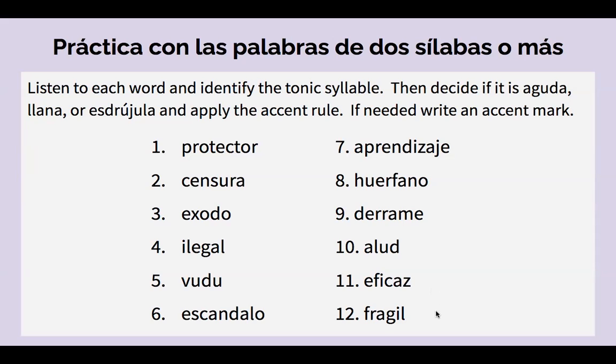Bueno, pause the recording, go back, think through your answers. What kind of category is it? Aguda, llana, esdrújula, sobreesdrújula. Identify any diphthongs or any occasions where there is a break in a possible diphthong, and then apply what you know now of the accent rules.